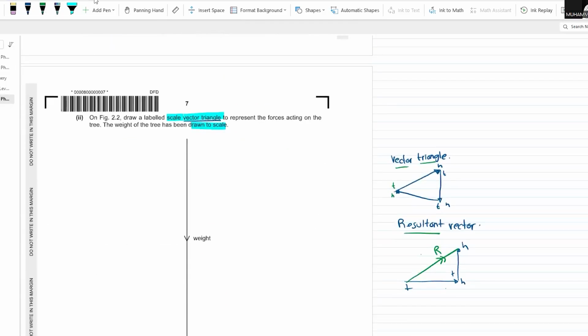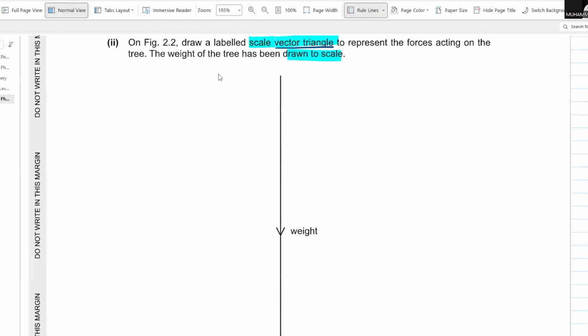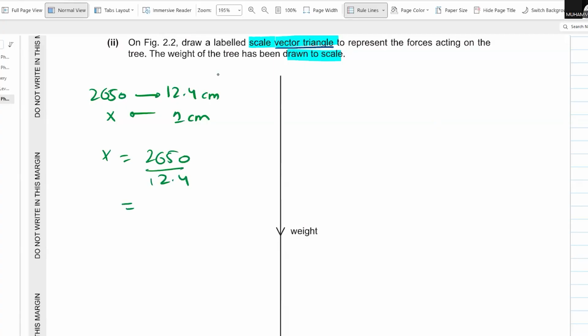2650. Okay, let's zoom in. So basically 2650 represents 12.4 centimeters. 1 centimeter will be equal to how many newtons? Say x. 2650 divided by 12.4, what does x come out to be? Let's calculate. This comes out to be 214. x is equal to 214 newtons.